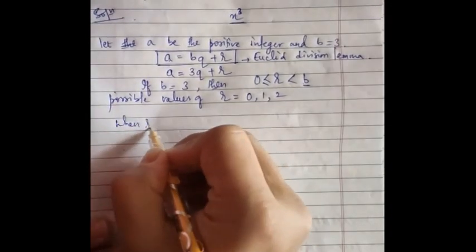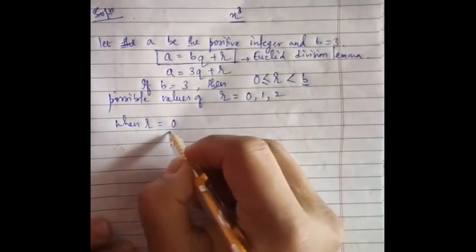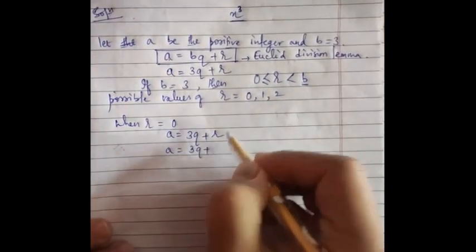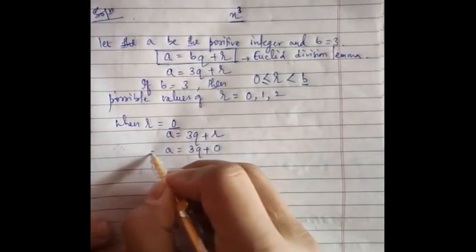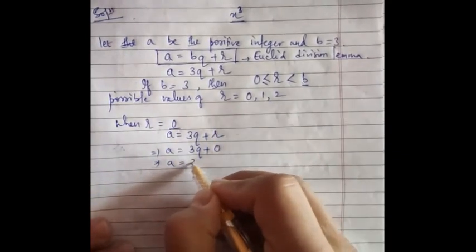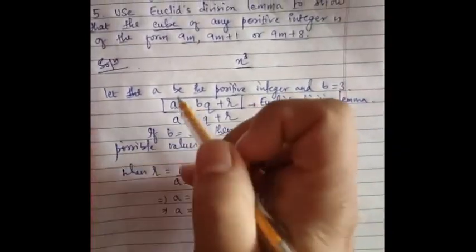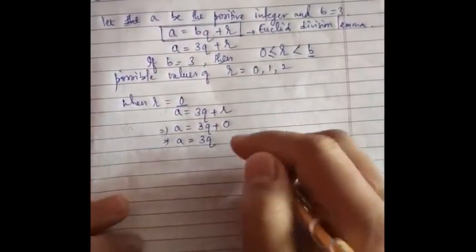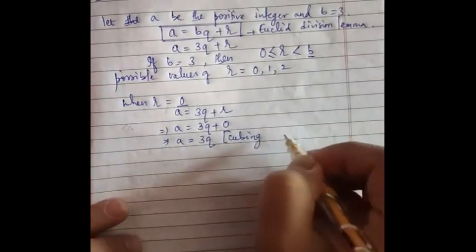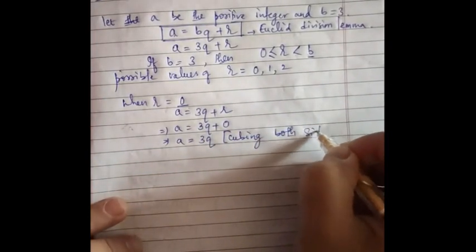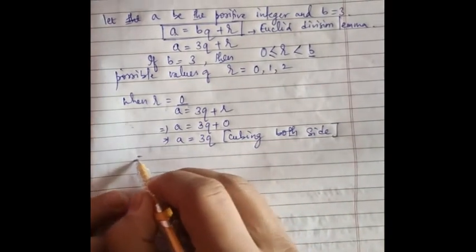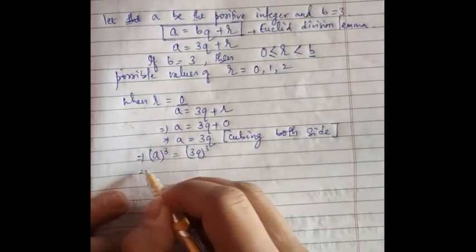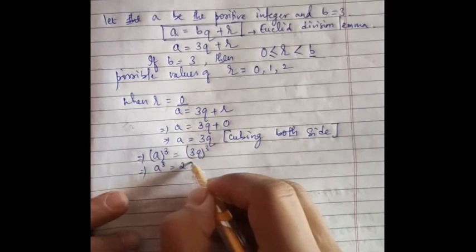So if such is the condition, then when r is equal to 0, what should be the equation? a equals 3q plus r. a is equal to 3q plus, if r is equal to 0, then put the value of 0 here. a is equal to 3q. So they have asked us to show the cube of any positive integer, right? So what we are going to do is cube both sides. All right, a cube is equal to 3q cube. So after solving this, what will come? a cube is equal to 27q cube.